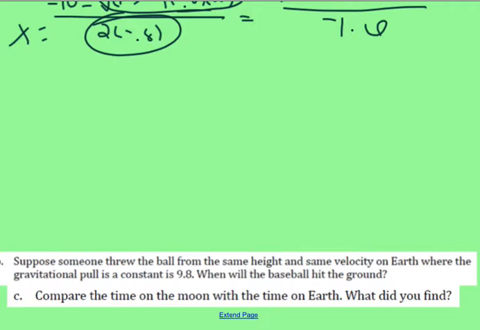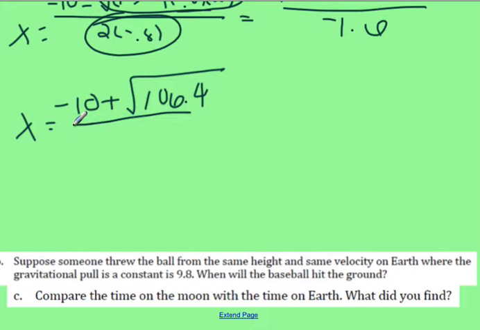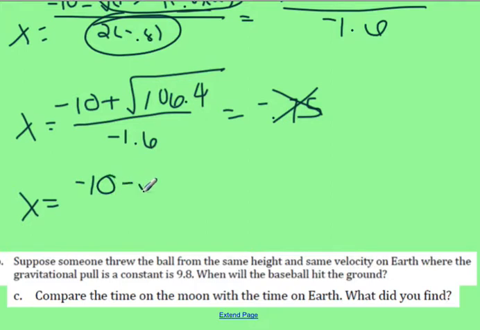First thing I'm going to do is my plus version. So I'm going to get that t is equal to negative 10 plus the square root of 106.4. I'm going to type that in my calculator, hit enter, and then divide that by negative 1.6. And when I do that, I get negative 0.25. Well, negative time doesn't make sense, so I'm going to hope that the next one works out better for me. So I'm going to do negative 10 minus the square root of 106.4.